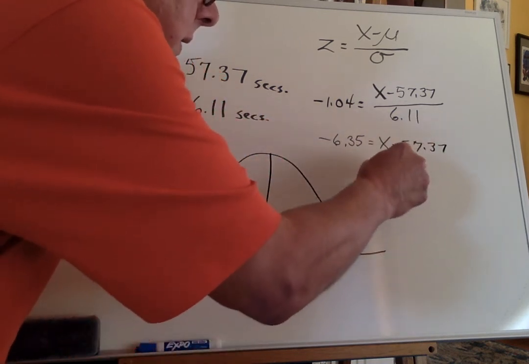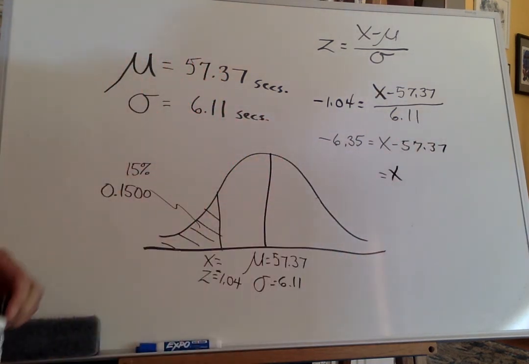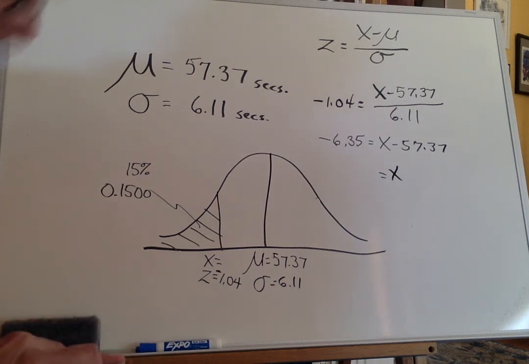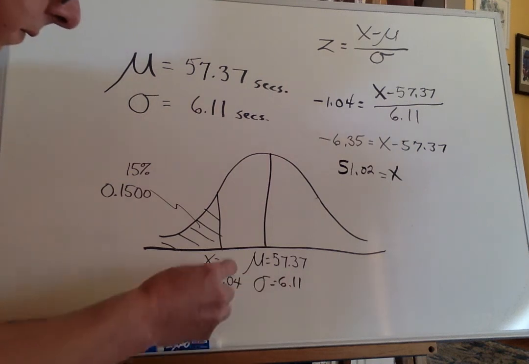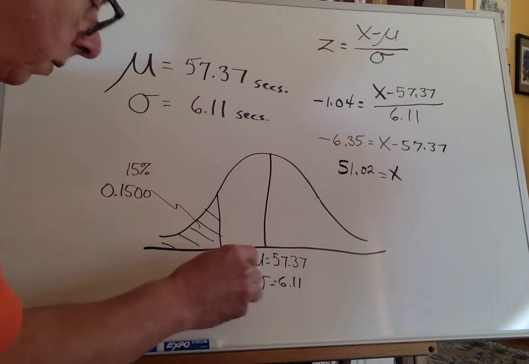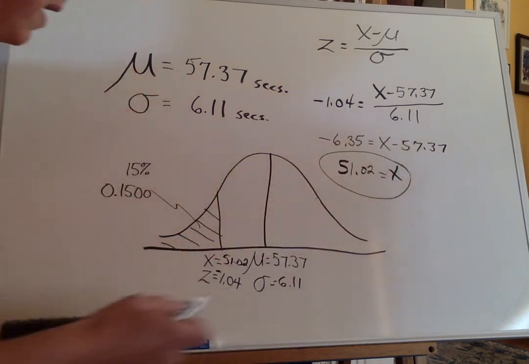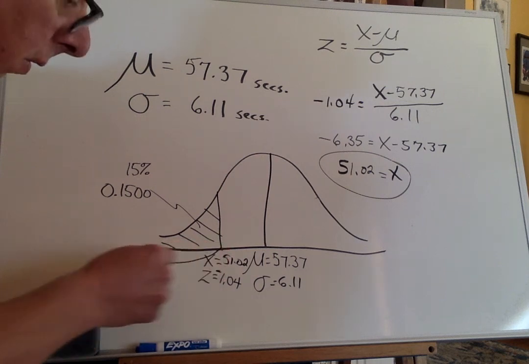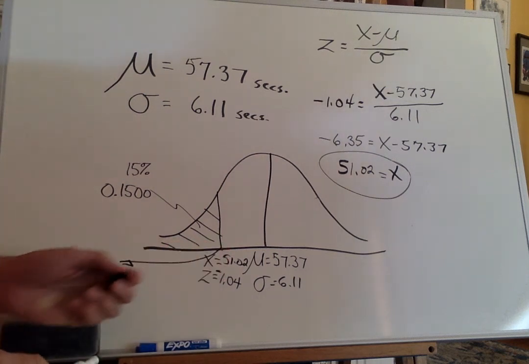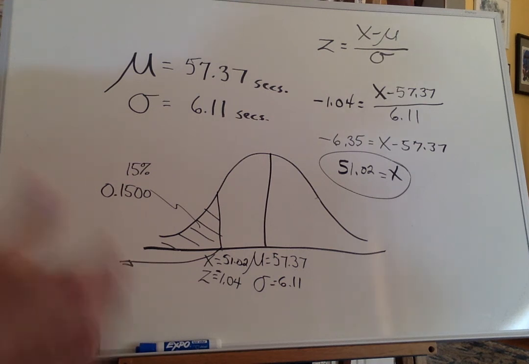So I'm going to add 57.37 to each side. That gives 51.02. Okay. 51.02 is my answer. That is any running time of 51.02 or smaller, right? Because if you're running faster than that, you'll certainly get a letter of invitation.